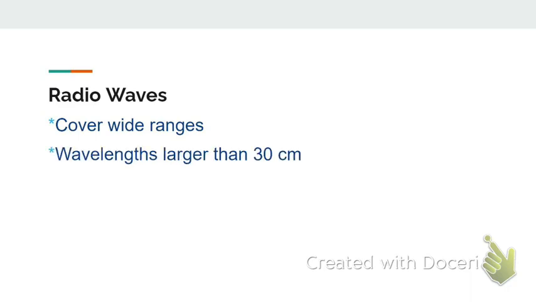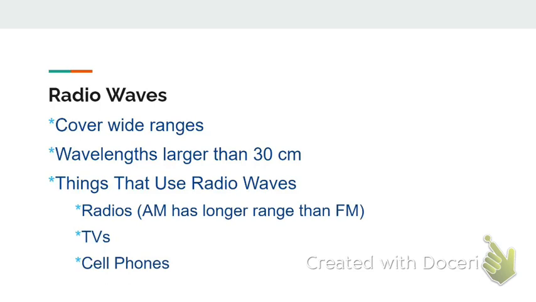All right. So first one is radio waves. Now radio waves cover wide ranges. They're very large waves, and so they can go pretty far distances. They have wavelengths larger than 30 centimeters. What are some things that use radio waves? Well, obviously, radios use radio waves. AM has a longer range than FM, actually. TVs use radio waves, and cell phones use radio waves.